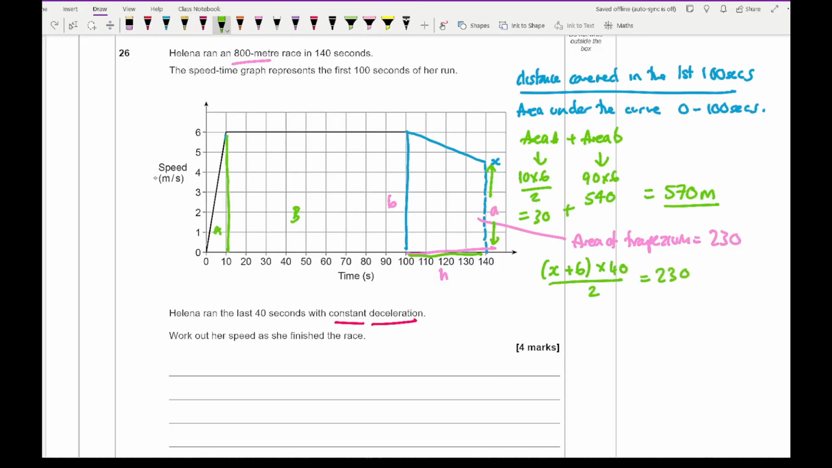Now x is what I want to know. So here I've got x plus 6 times 40 equals 460. Then x plus 6 equals 460 divided by 40. And if I type that into my calculator, 460 divided by 40 equals 11.5. So x plus 6 equals 11.5, so x equals 5.5. And that's her speed, and that's in meters per second. And there is my final answer.